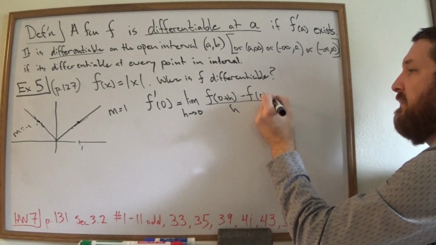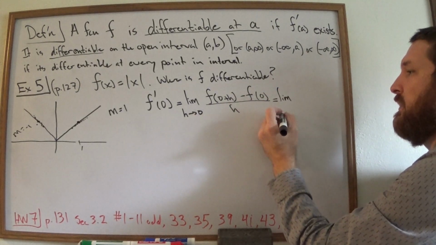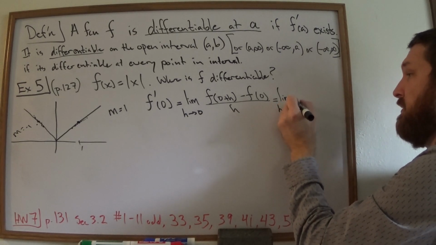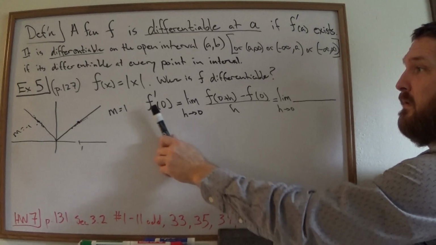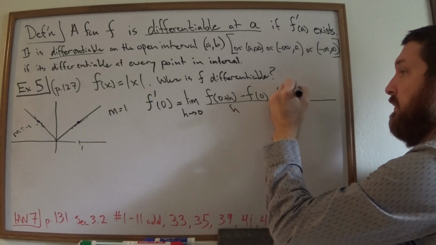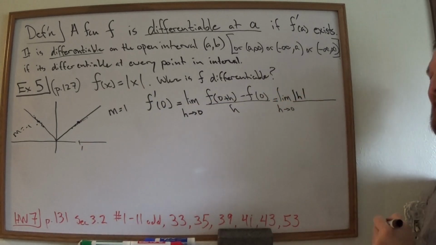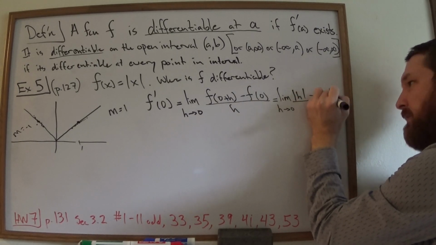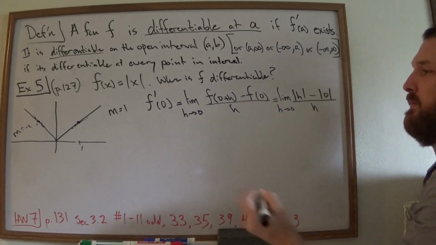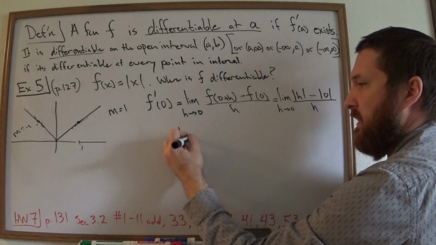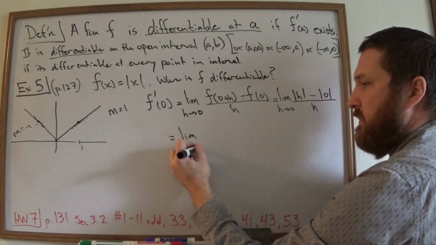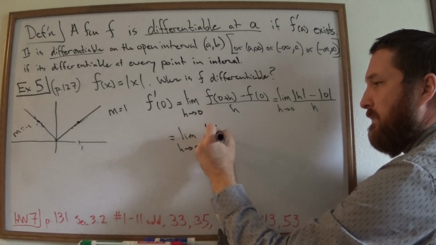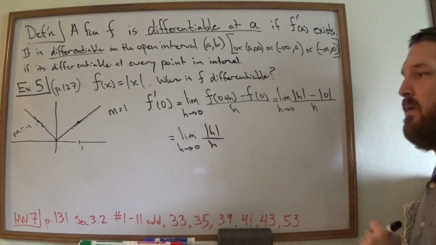What is f of 0 plus h? It's just f of h. And what is f of h? Oh, absolute value of h. So it's the absolute value of h, minus the absolute value of 0, all over h, with the limit as h goes to 0. The absolute value of 0 is just 0. So this is the limit as h goes to 0 of the absolute value of h over h.